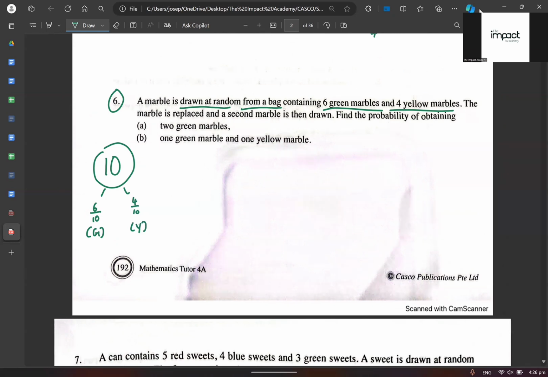Then the moment you see the second marble is drawn, you know you need to draw your tree diagram. Am I making sense? So 10 over here. We have green over here, 6 over 10, and yellow over here, 4 over 10. You branch out for the second draw. So your first draw is over here, your second draw is over here. If I draw a green again, I will get 5 over 9.